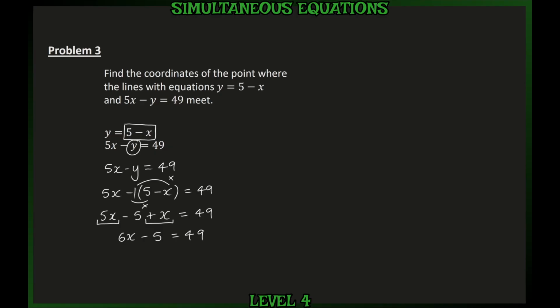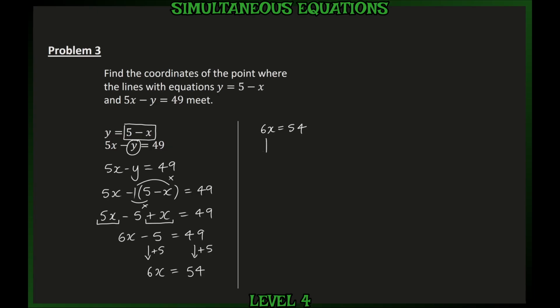We can continue solving by removing the minus 5 from the left, and we can do this by adding 5 to the left and also adding 5 to the right. And on the left, the minus 5 and the plus 5 cancel out to give us 6x. And on the right, 49 plus 5 gives us 54.